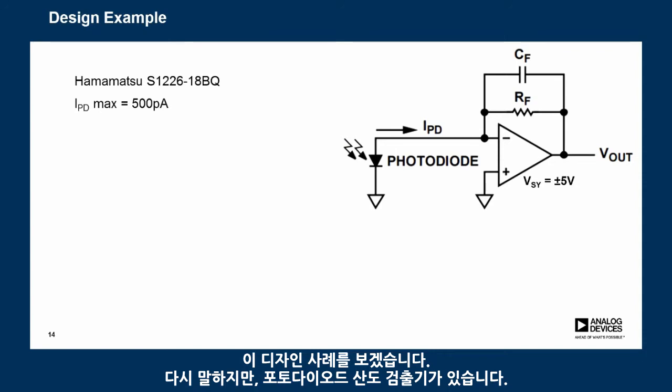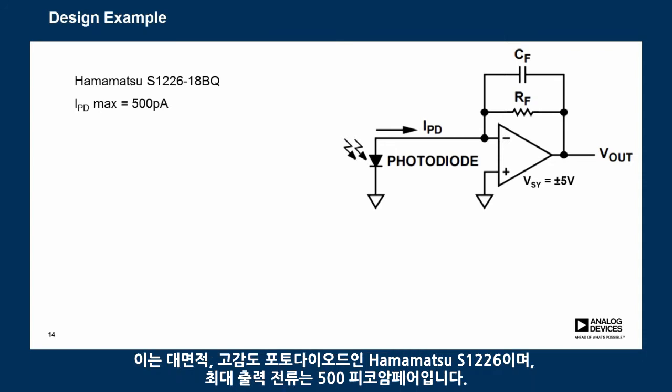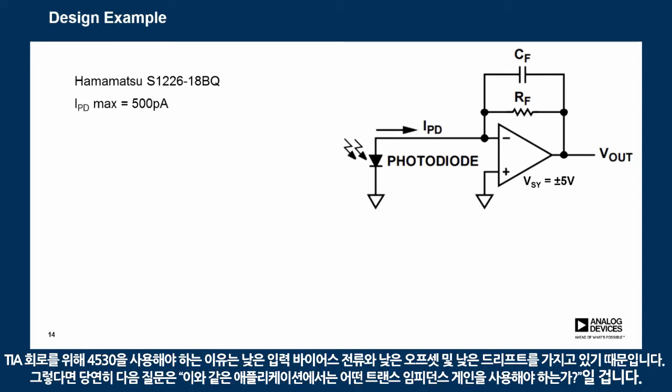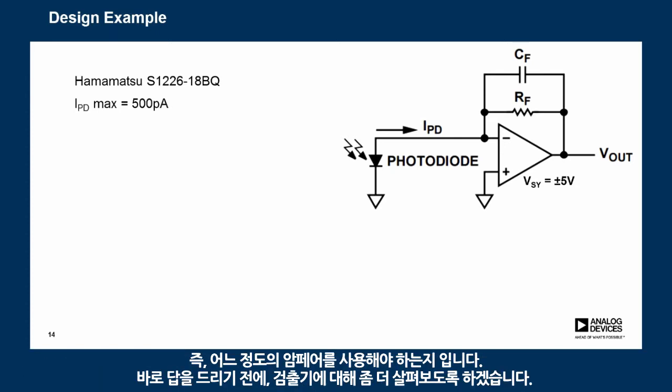So again, say we have a photodiode as a detector. This is a large area, high sensitivity photodiode, the Hamamatsu S1226, and the maximum output current is 500 picoamps. Well, we talk about using the 4530 for a TIA circuit because of its really low input bias current, low offset, and low drift. And so naturally the next question that someone would ask is, what kind of transimpedance gain should I use in an application like this? Or in short, what value of RF should I use? And before I answer that, let us understand the detector a little bit more.